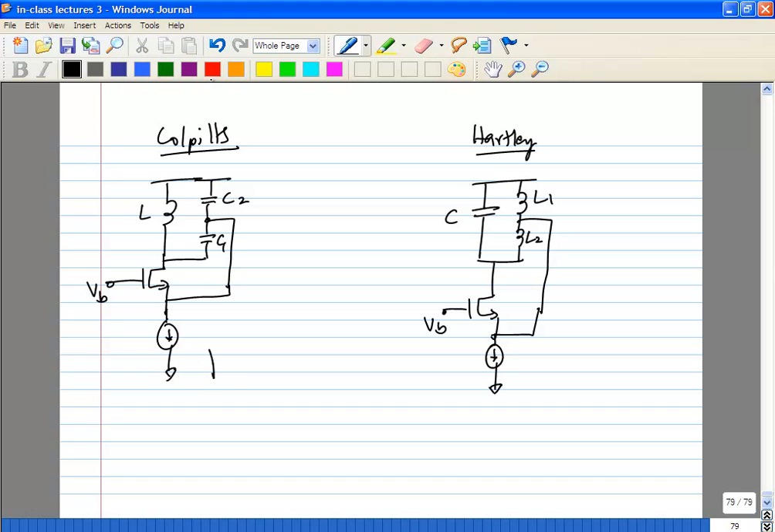Okay, and today, of course, we also saw that the frequency of oscillation is 1 over root LC equivalent. So what we'll do is we'll analyze this guy, the Colpitts oscillator, today. The way we'll do it is, we know that the oscillator is a large signal system.